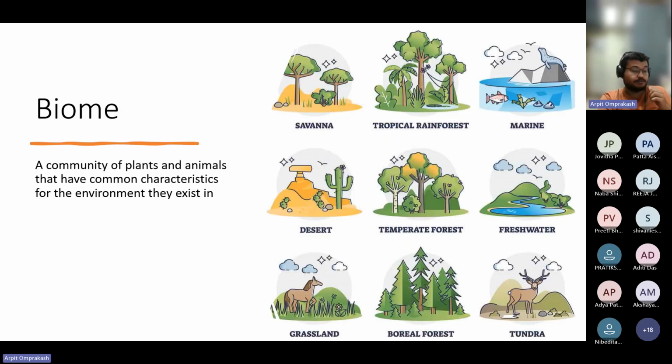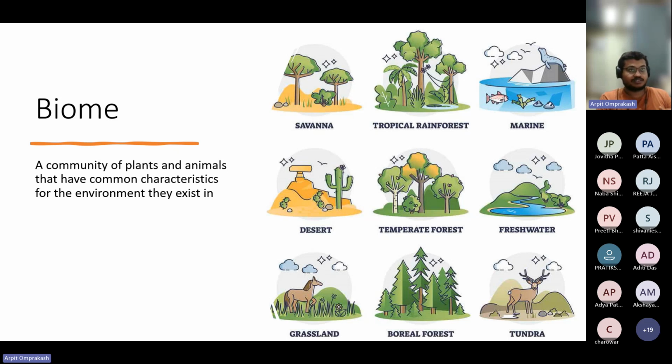Now, we find all these ecosystems. For example, you find deserts here in India, in Thar, and you also find deserts in Sahara in Africa. So basically, a biome is a community of plants and animals that have common characteristics because they belong to the same ecosystem but in different geographical places. The desert ecosystem contains all the desert plants and animals. Because they are living in a desert, they share some characteristics such as very low precipitation, very high temperatures, and all that.